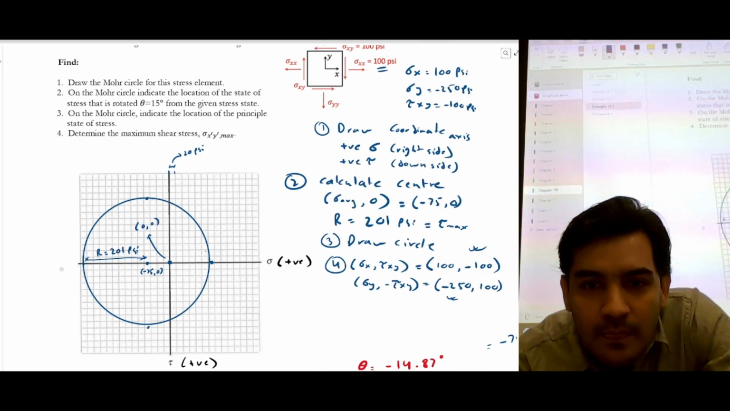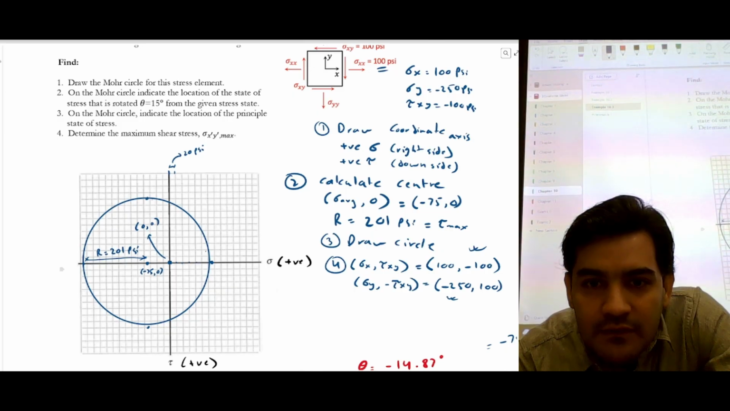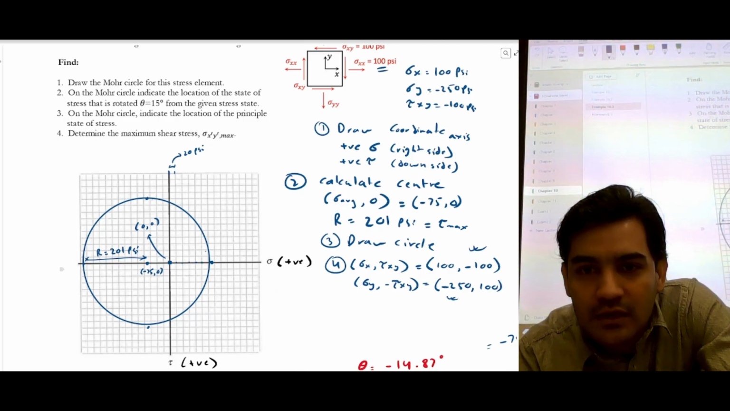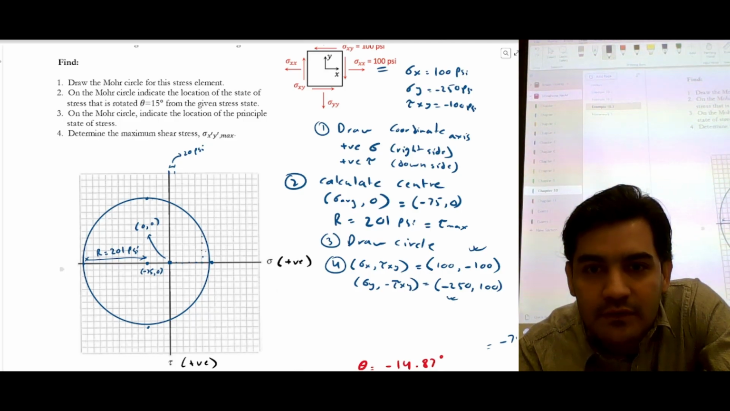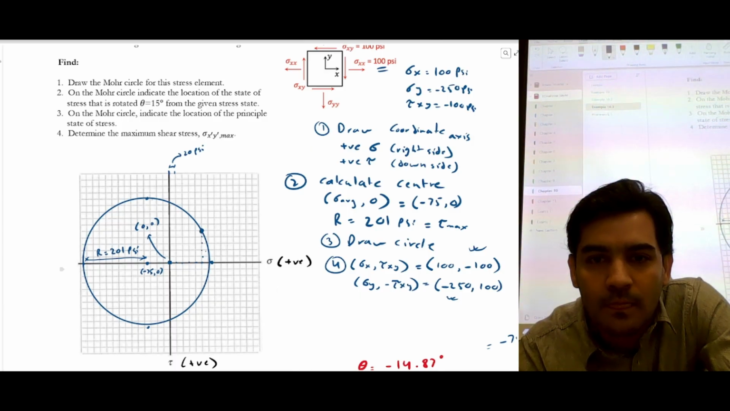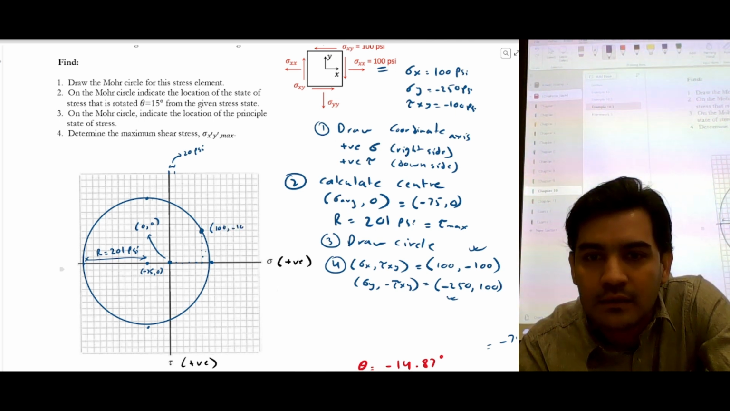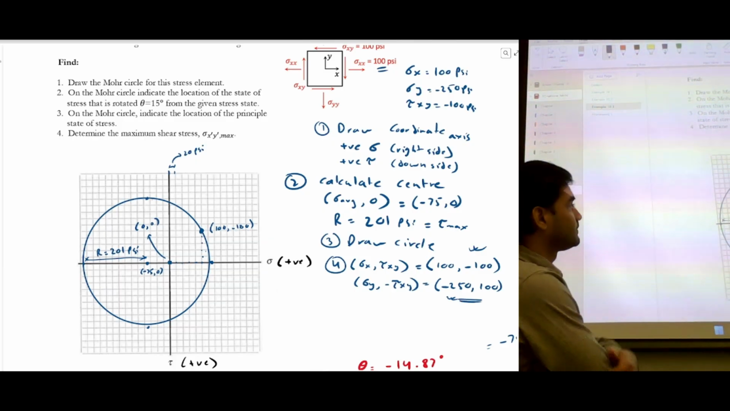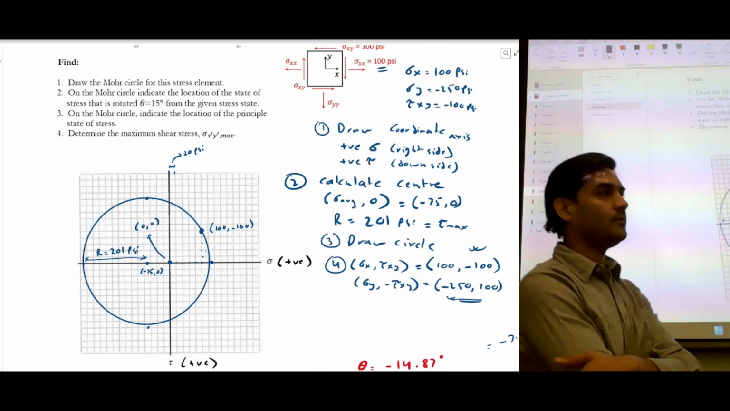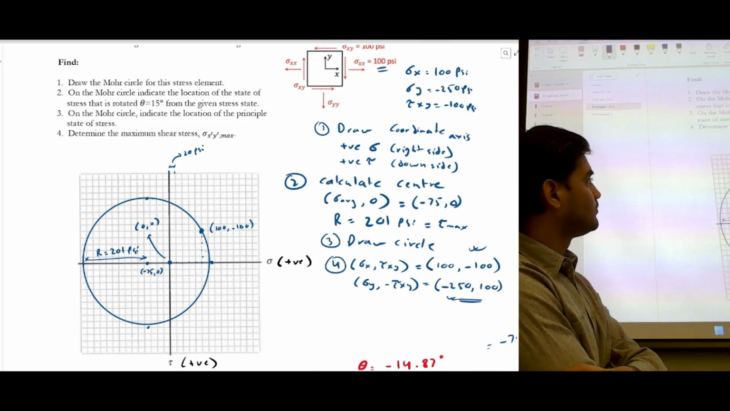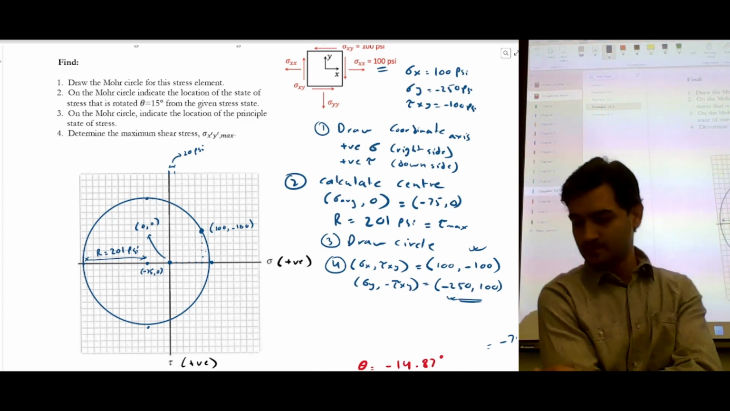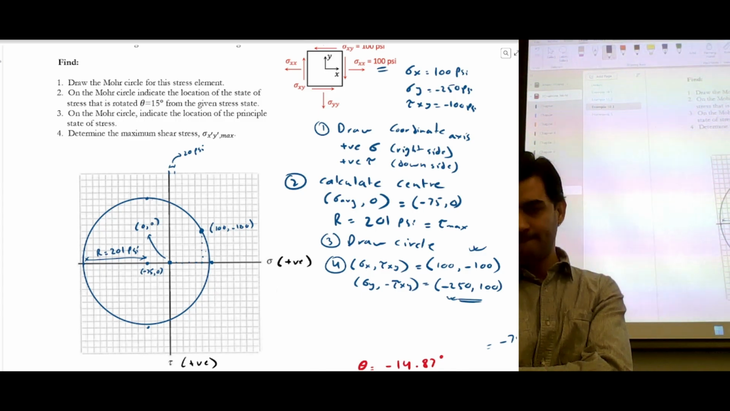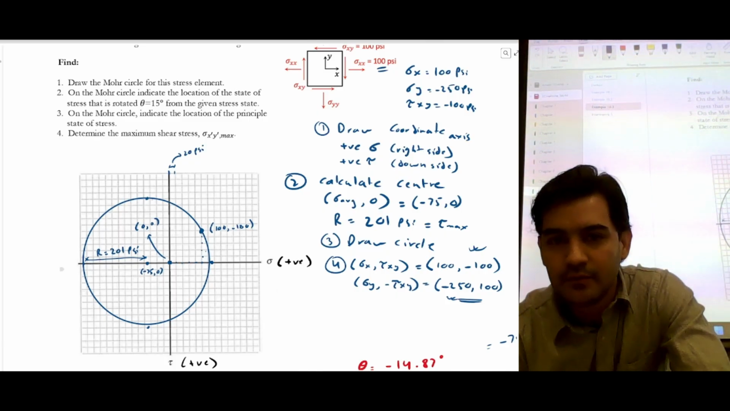So I'm gonna go 100 here, 20, 30, 40, 50, 60, 70, 80, 90, 100. This is 100. And 20, 30, 40, 50, 60, 70, 80, and 90. So this is our point. This point is 100 and negative 100. We can also plot this point.